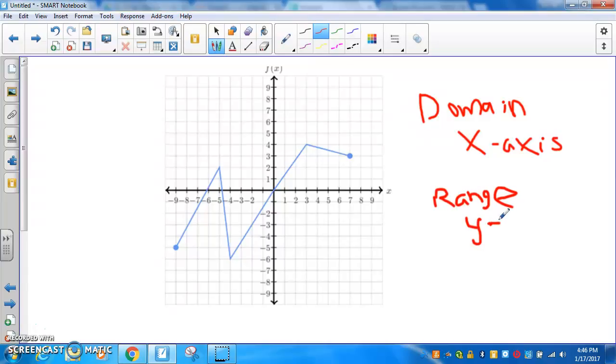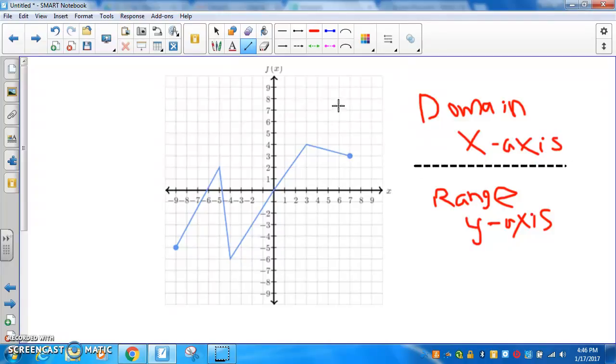So when I am looking for a domain, I'm looking where does my graph start and stop on the x-axis. In other words, I need to look what's the farthest to the left and the farthest to the right that my curve goes. So starting with that, if I go farthest to the left, I think this point down here is the very farthest. Whereas this point way over here is the very farthest to the right. This is my domain. Now we just need words to describe that.